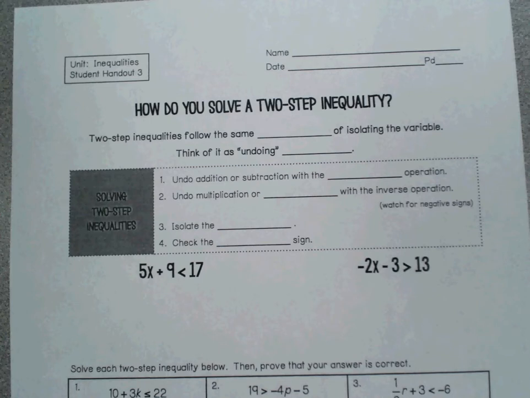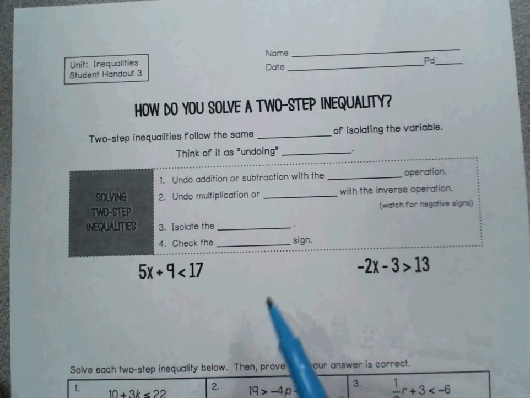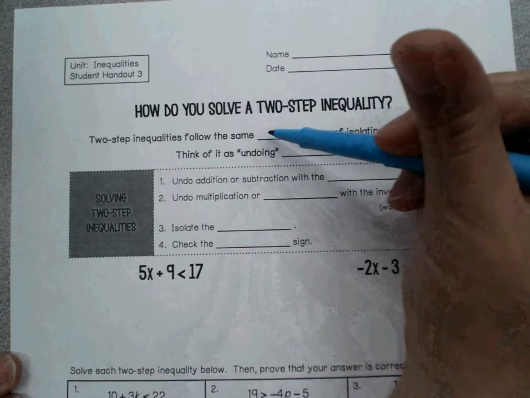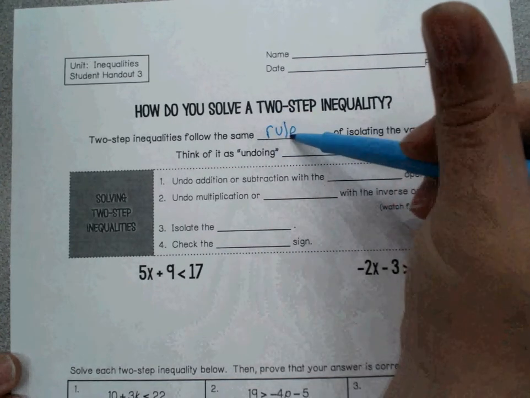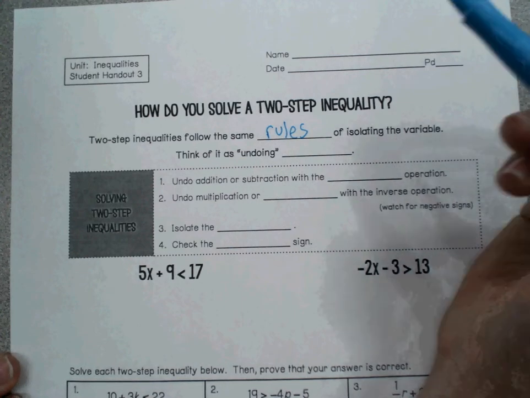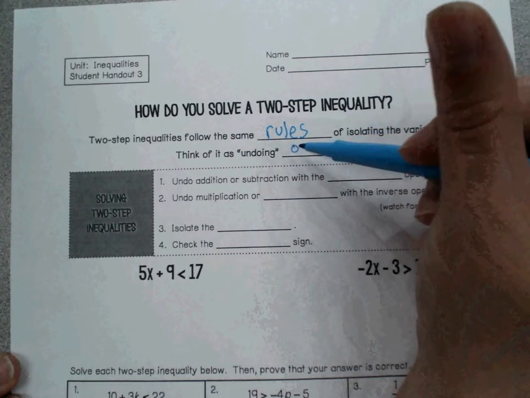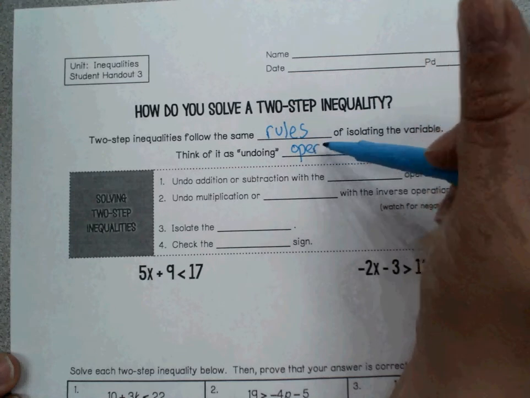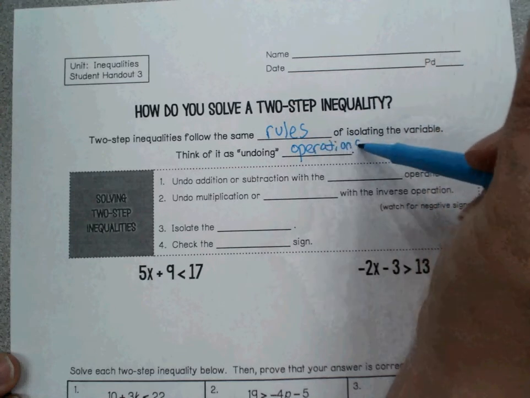Worked with how to solve one-step equations. Now we're going to go ahead and do one-step inequalities. Now we're going to go ahead and look at two-step inequalities. So two-step inequalities follow the same rules of isolating the variable. We still just want to isolate the variable with two-step inequalities, and we can think of it as undoing operations. So we do the opposite because we're undoing all of the operations.